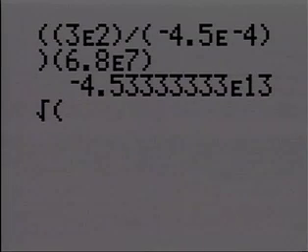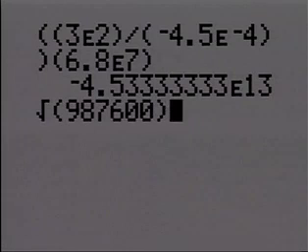So we'll start with a square root. Remember, that's down the left column. And the number in our square root is 987,600. Don't forget to close parentheses to just enclose that number in the square root.